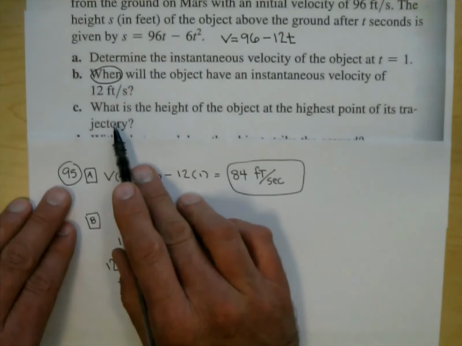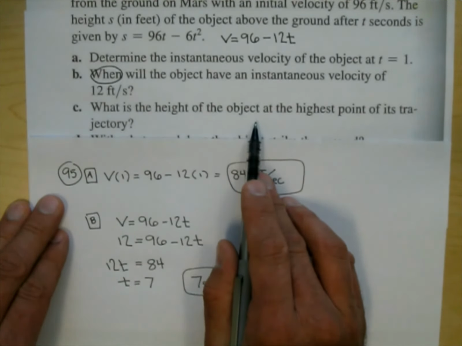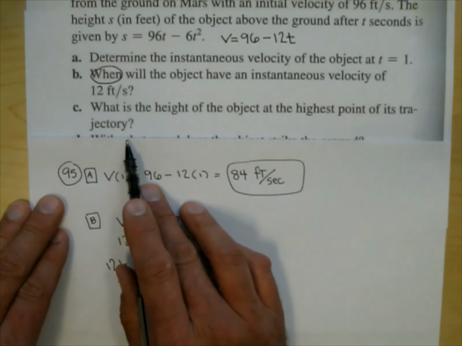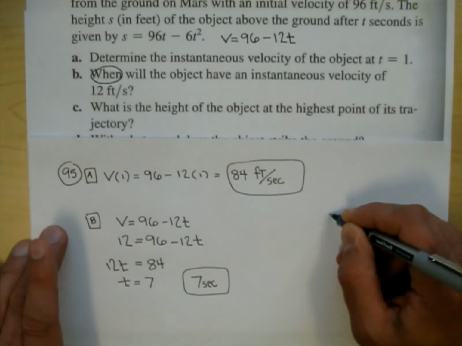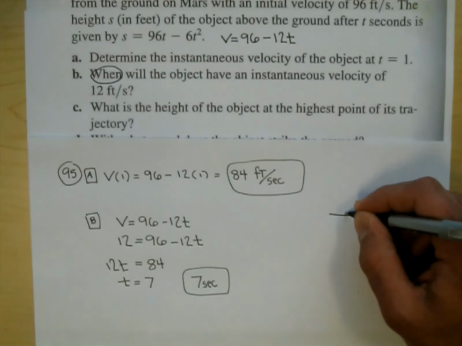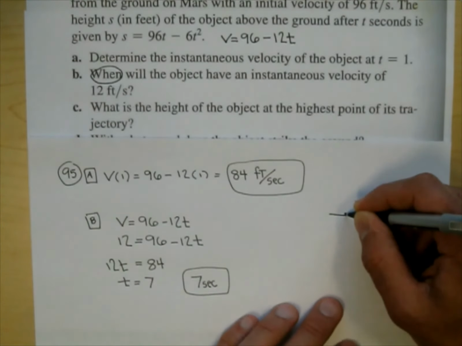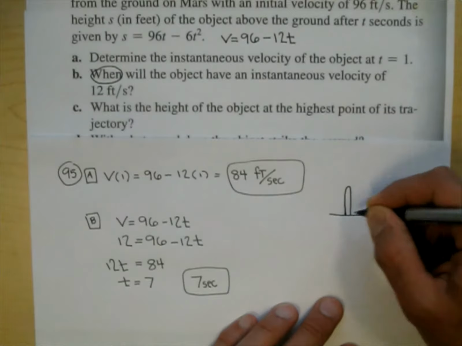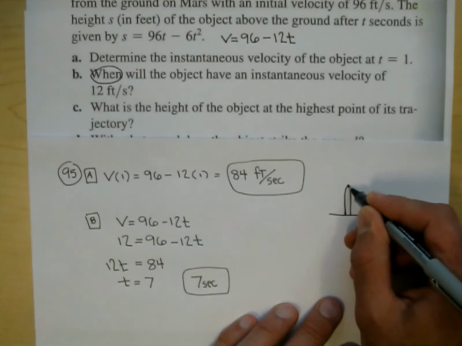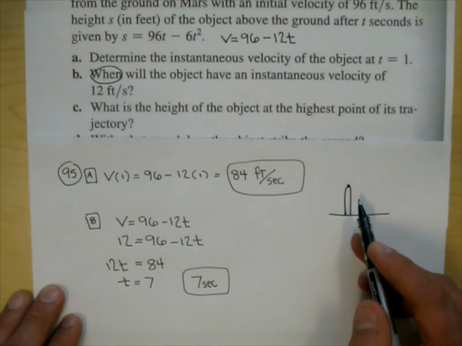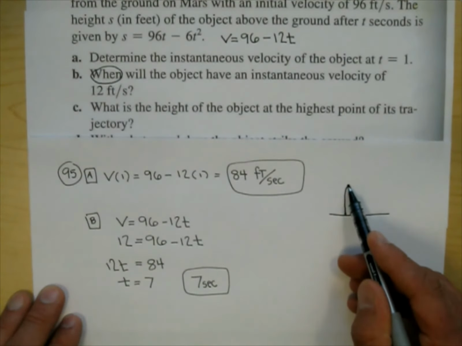I'm not reading this correctly. What is the height of the object at the highest point of its trajectory? So the object, you're on Mars, and it says you're standing on the ground. Some problems you're shooting things off the cliff or whatever, and you throw an object up, and it comes back down. So it's asking, what is the height of the object at the highest point? Okay, so they want to know the maximum height.